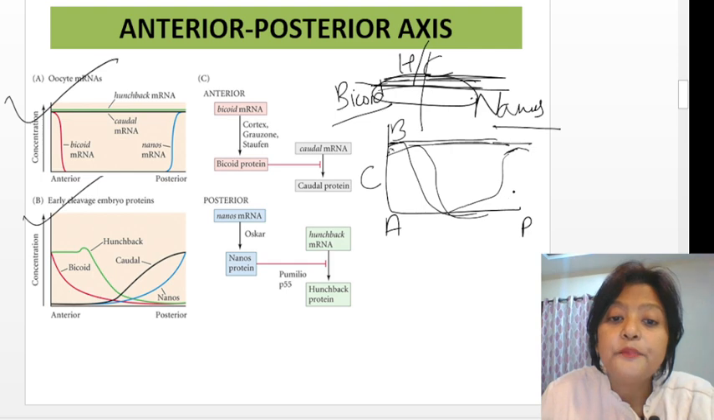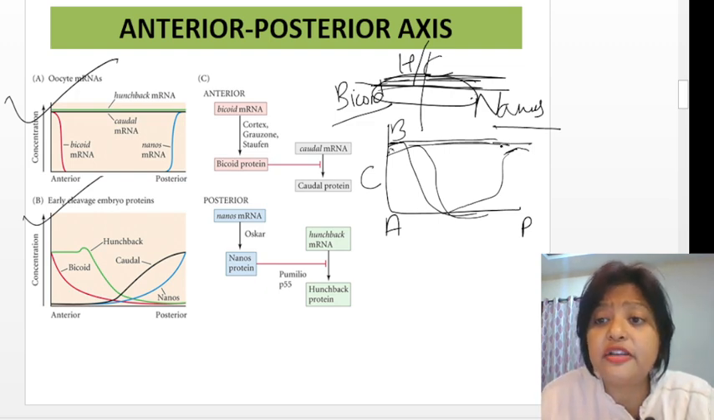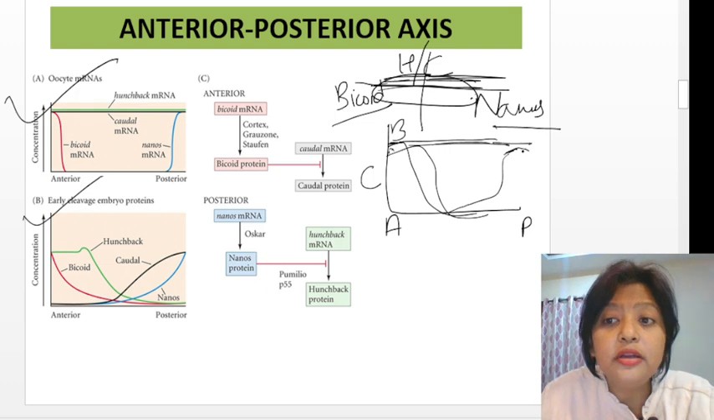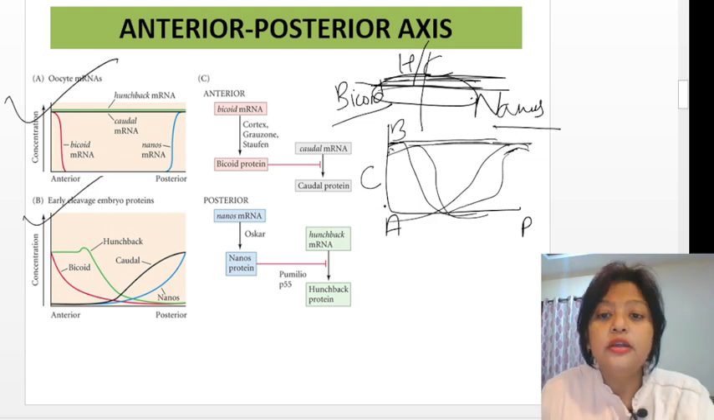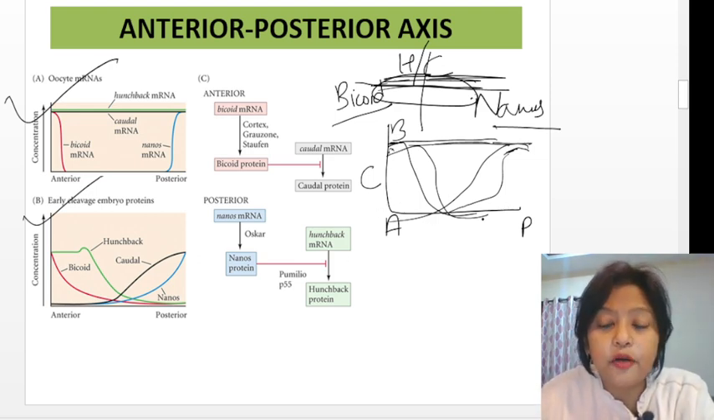And what will happen? Nanos will inhibit the hunchback mRNA translation, but help in the caudal formation. So it's caudal formation. Understood? So this is all about your anterior-posterior axis formation.